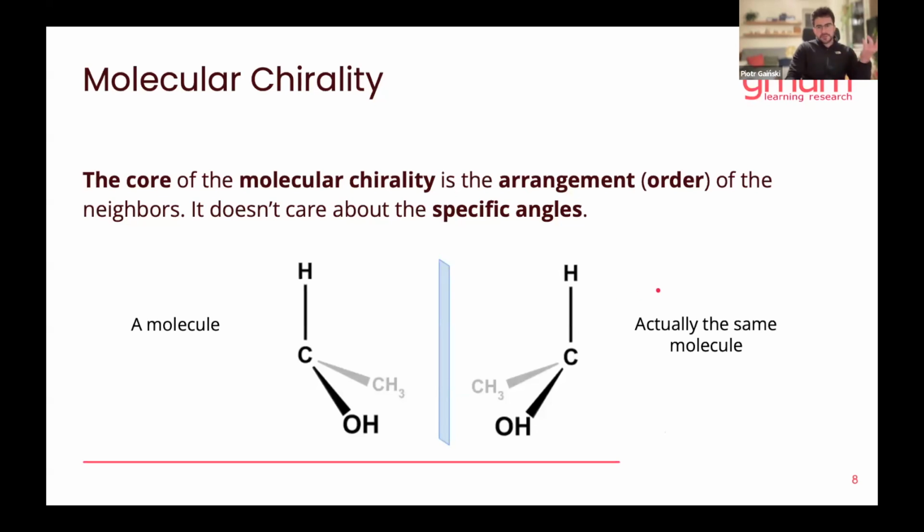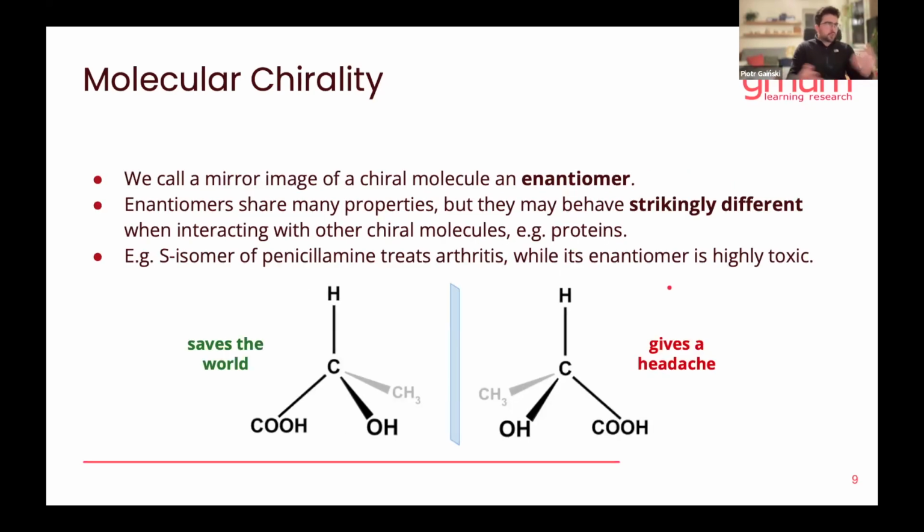Okay, is everything clear at that point? Great. Now, why are we concerned with chirality? Let's make a definition. The mirror image of a chiral molecule is called an enantiomer. Enantiomers share many physical properties, like boiling points.